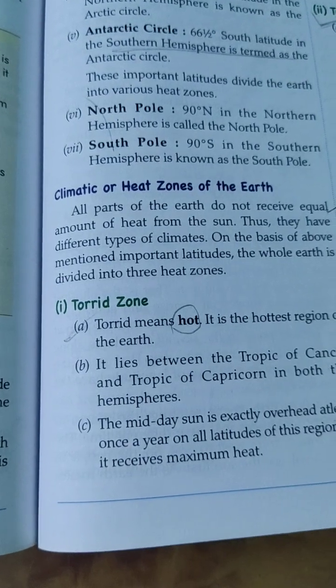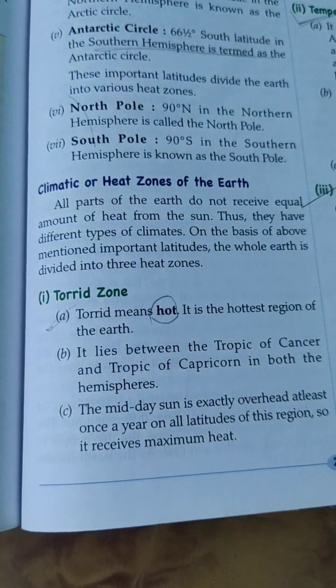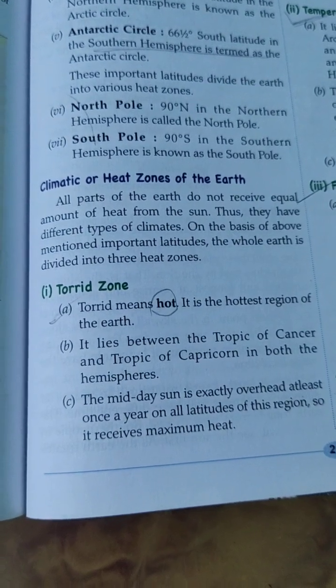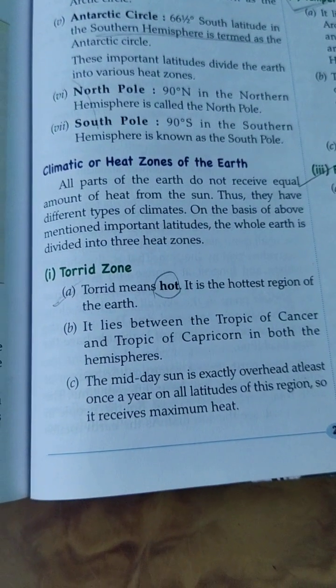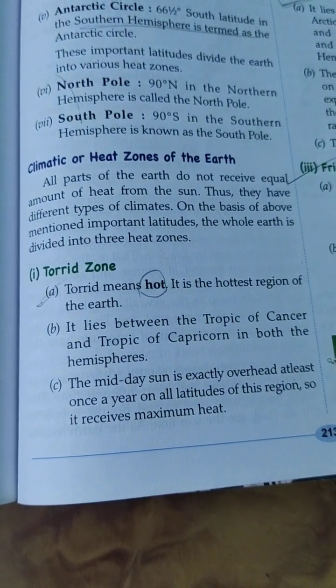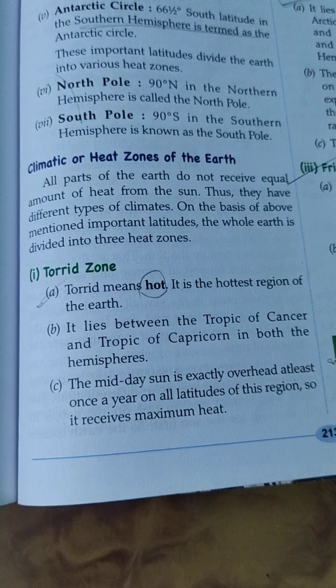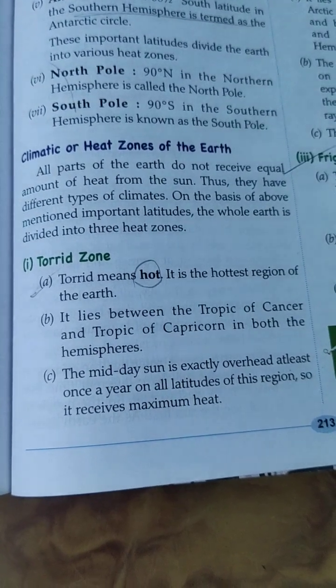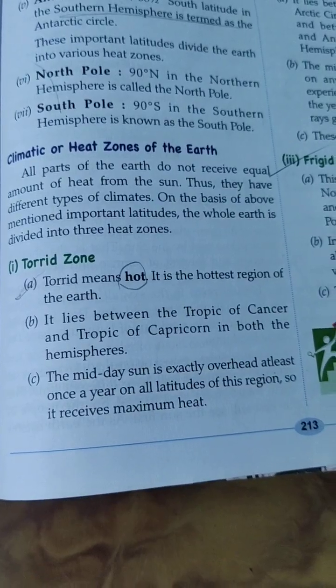Torrid zone. Torrid means hot. It is the hottest region of the earth. It lies between the Tropic of Cancer and Tropic of Capricorn in both the hemispheres. The midday sun is exactly overhead at least once a year on all latitudes of this region, so it receives maximum heat.